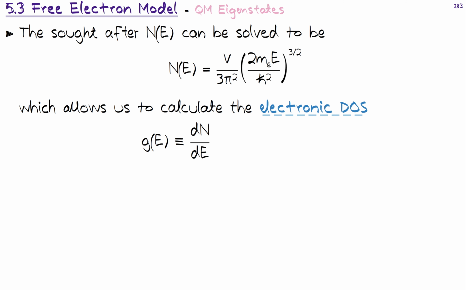By definition, G is the derivative of n with respect to E, and now we have an equation for n, so we can, of course, do the derivative. At the end of the calculation, we have that the density of states is V over 2 pi squared times 2 times me divided by h bar squared to the power of 3/2 times the square root of energy. So please remember this functional form. The electronic density of states for a free electron has a square root dependence on energy.